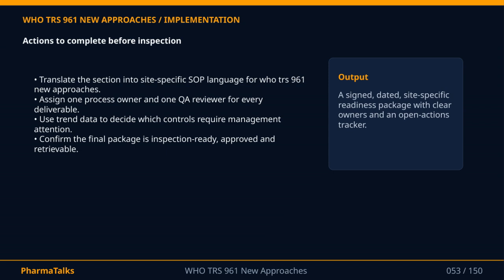during the inspection. The output of these actions is a signed and dated site-specific readiness package that clearly identifies owners and includes an open actions tracker, ensuring transparency and preparedness. This structured approach helps us stay organized and confident as we prepare for inspections.